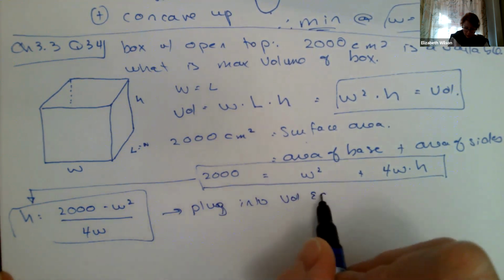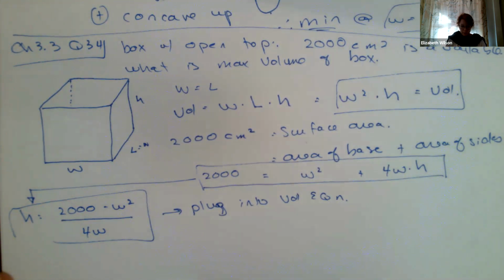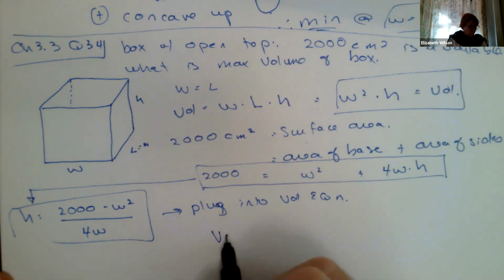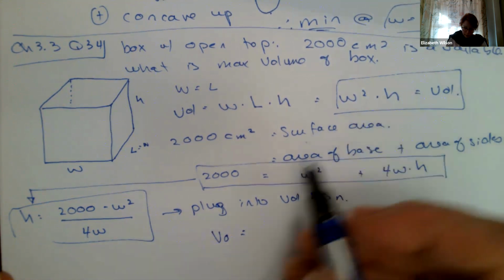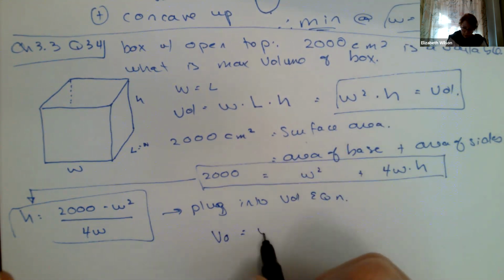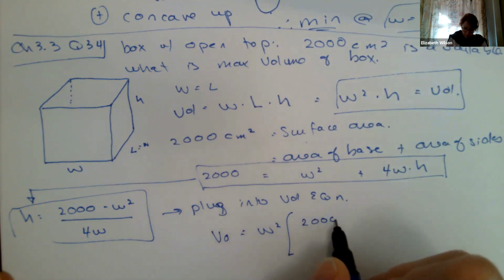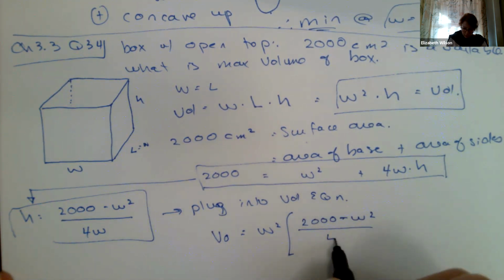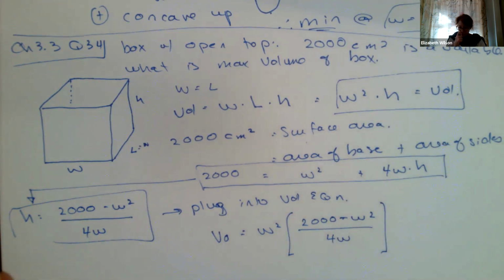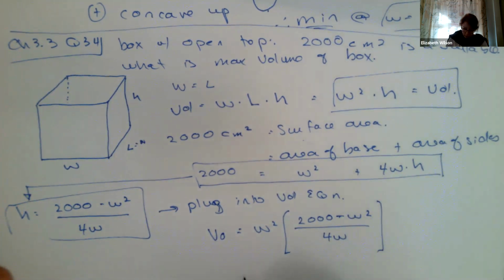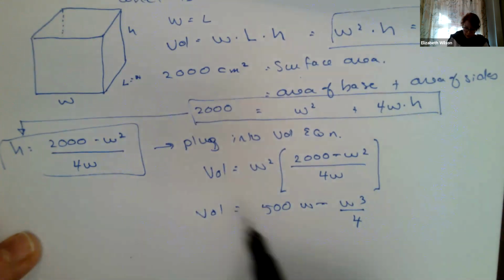Into our volume equation. Right, so everything is now going to be just in terms of W. So then we'll say volume equals, plugging it in and moving it around, W squared times that. And then I can distribute and get volume equals 500W minus W cubed over 4. So I distributed the W squared, and then distributed the 4W into both of those terms. So I get a volume equation here.